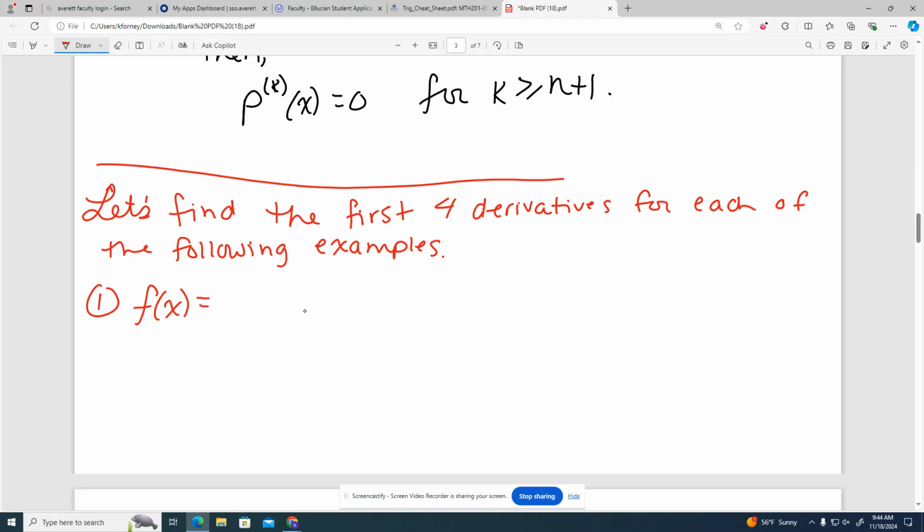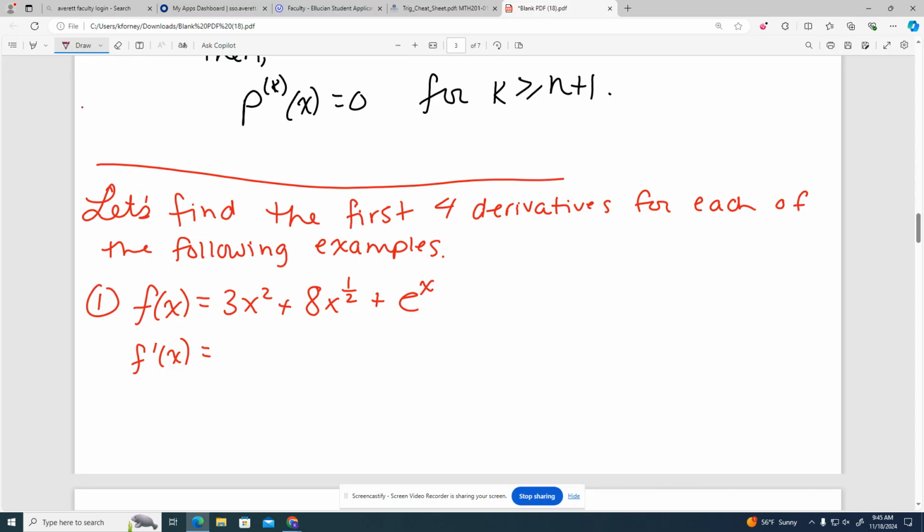f of x equals 3x squared plus 8x to the 1/2 plus e to the x. Okay? So, first derivative. First of all, what derivative do you think we're going to get 0?